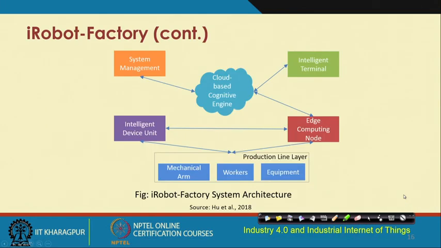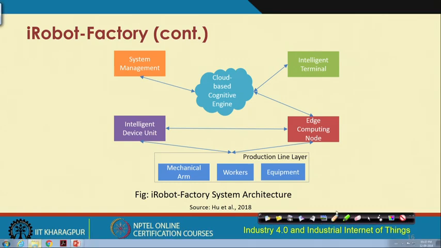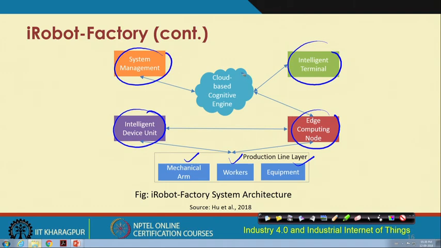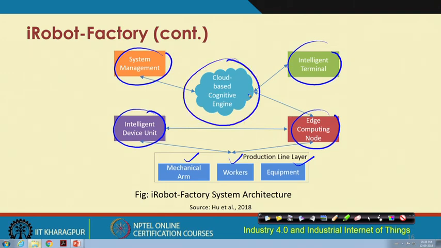And this is the iRobot-Factory system architecture, and here as we can see, we have this production line layer which has the mechanical arm, workers and equipment components. Then comes this layer of intelligent decision unit and edge computing, and the intelligent terminals and system management components, all of which are interacting with this cloud based cognitive engine. So, as we can see time and again, for these different architectures, different solutions, these cloud based cognitive engines are being used.